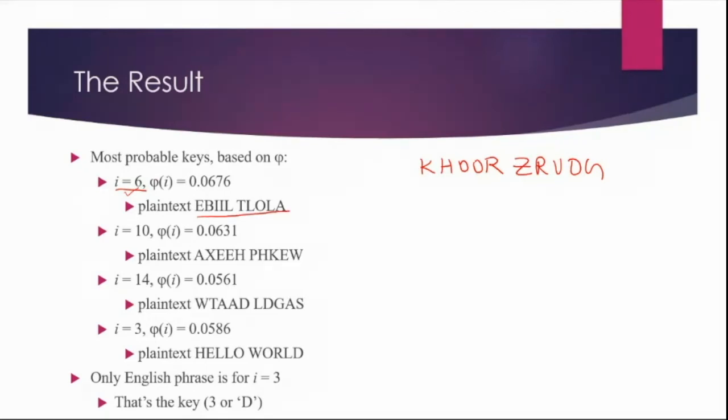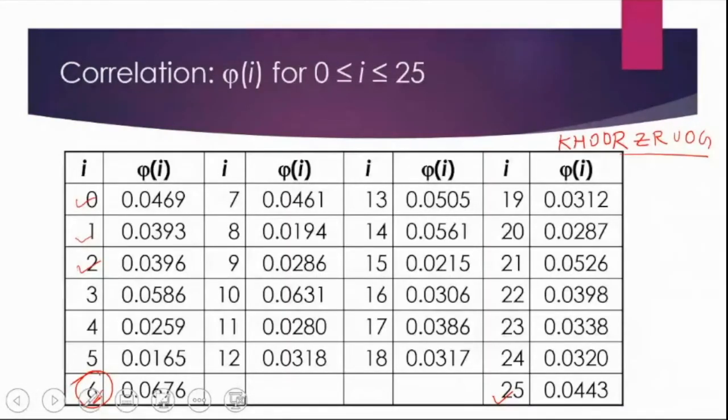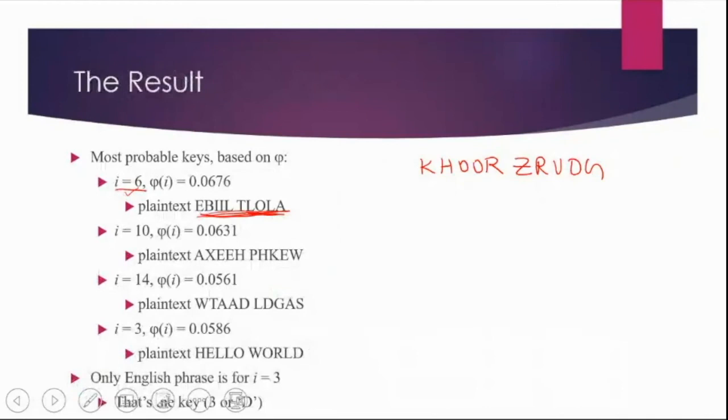Okay, now you can identify that this is not making much sense. So you will go for the next possible correlation, and if you see, it is 10. This is 0.676 and this is 0.631. So you will assume after that the value of I could be 10, and then you can derive the plaintext from the given ciphertext, assuming the key is 10. You will get this as output.